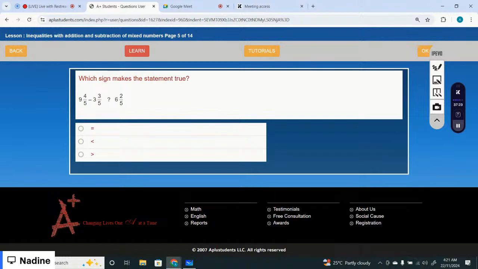Which sign makes the statement true? 9 whole 4 over 5 minus 3 whole 3 by 5. You have to compare it to 6 whole 2 over 5. So which is the correct option?